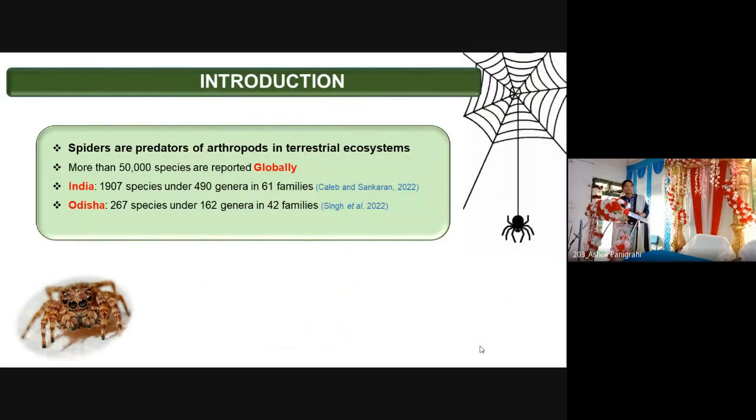They can eat everything. More than 50,000 species are reported globally. According to the World Spider Catalog, India has 1,907 species under 490 genera in 61 families, while Odisha has 267 species under 162 genera in 42 families. So here we can see how diverse the group is.